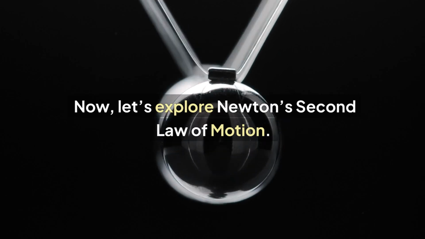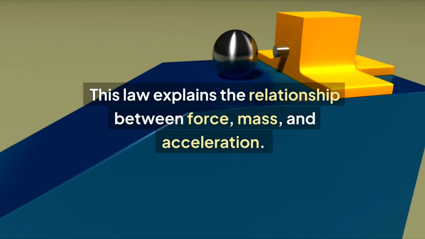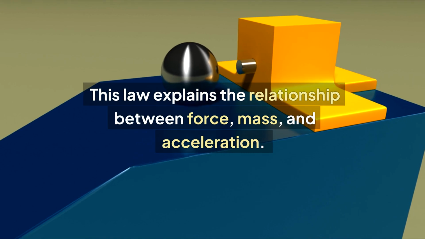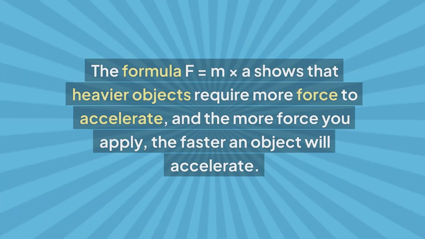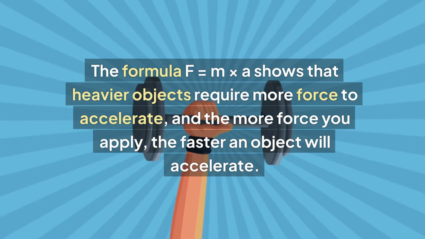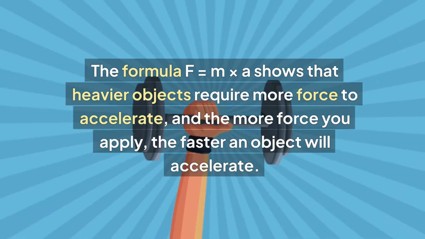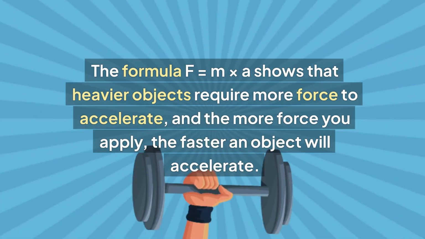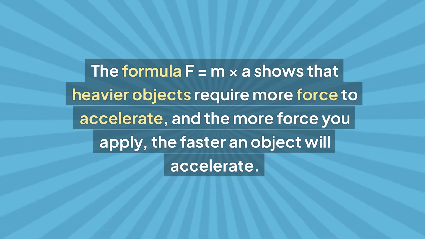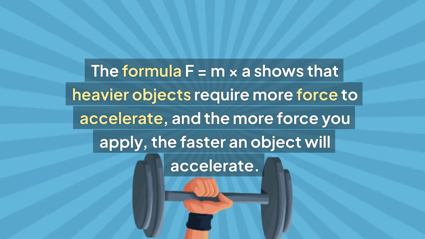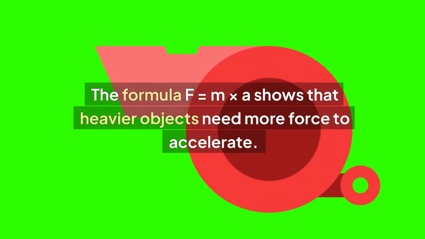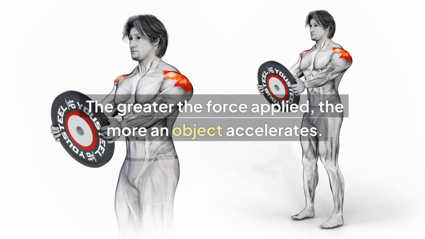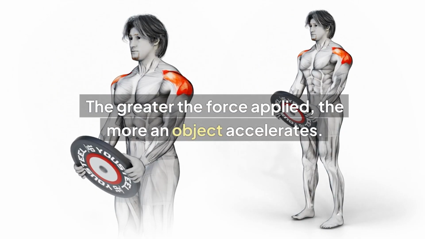Now let's explore Newton's second law of motion. This law explains the relationship between force, mass, and acceleration. The formula F equals m x a shows that heavier objects require more force to accelerate, and the more force you apply, the faster an object will accelerate. The greater the force applied, the more an object accelerates.